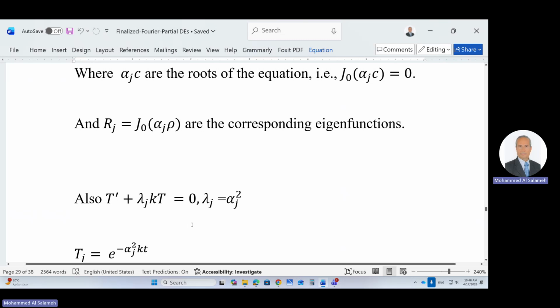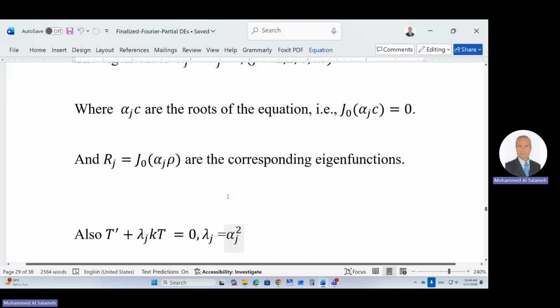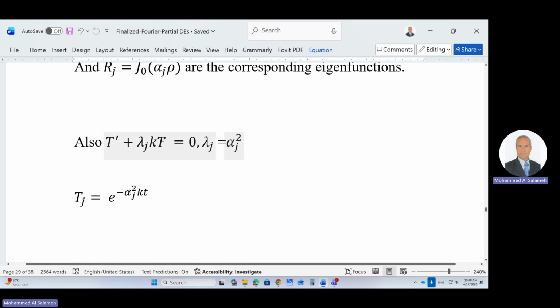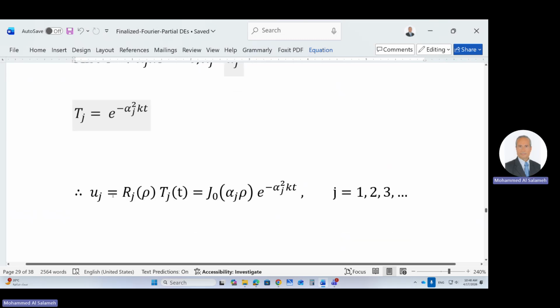Now let's consider the other equation, T prime plus lambda j kT is equal to 0, where of course we have already found that lambda j is equal to alpha j squared. This is a simple ordinary differential equation with constant coefficients, and the solution is very easy: T equal exponential minus alpha j squared kt. k is a constant, alpha j is constant, and t is the time. We do not put a constant here because in the summation we will put the constant later on.